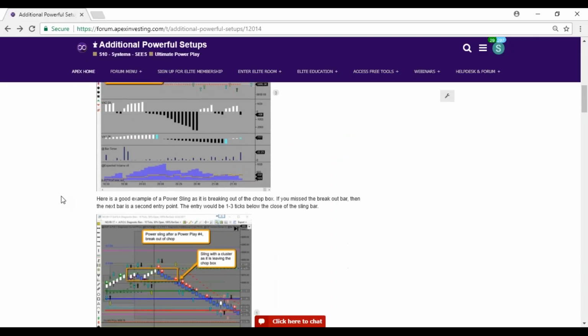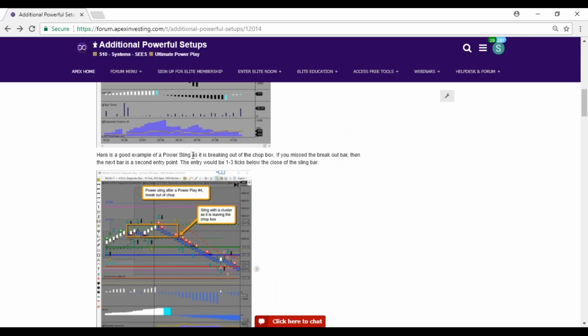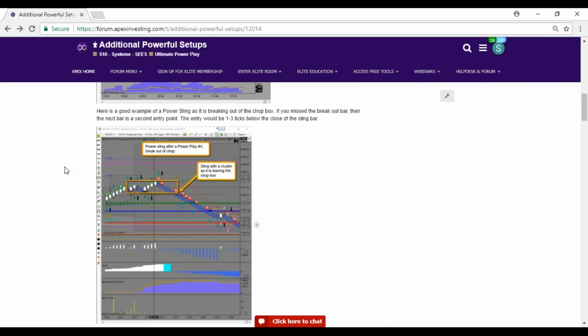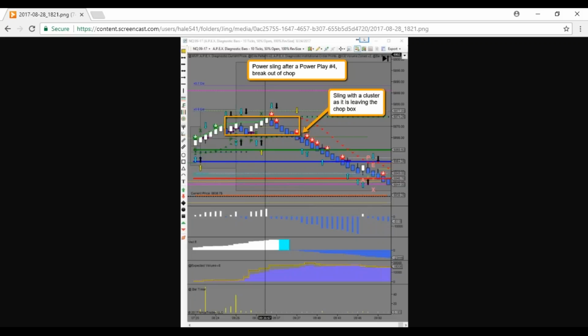All right, so let's take a look here. Here's a good example of a power sling as it's breaking out of a chop box. If you missed the breakout bar, then the next bar is a second entry point. This entry would be 1 to 3 ticks below the sling bar. Let's take a look here. Okay.